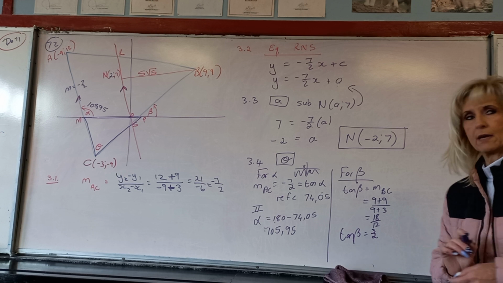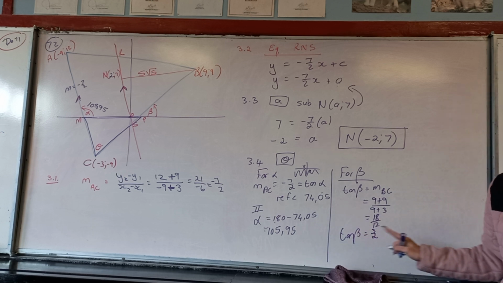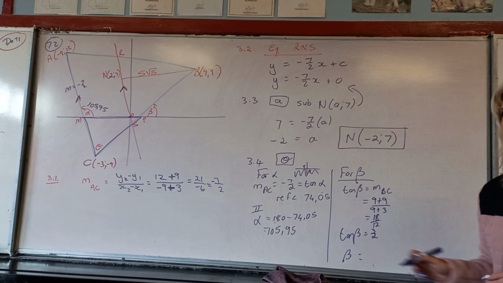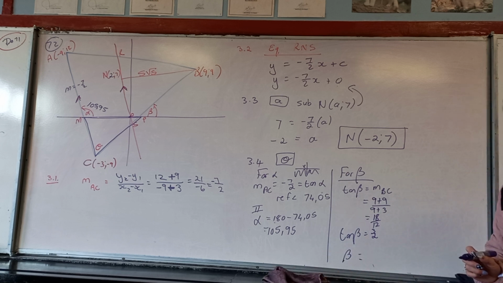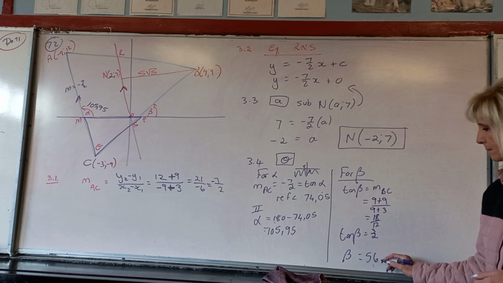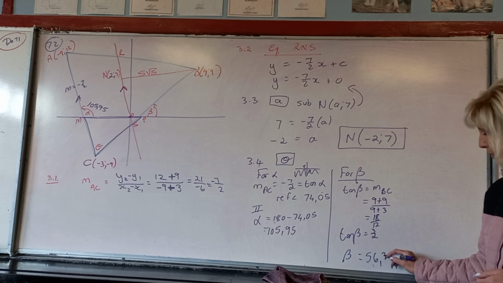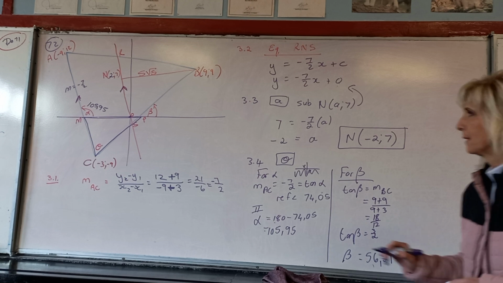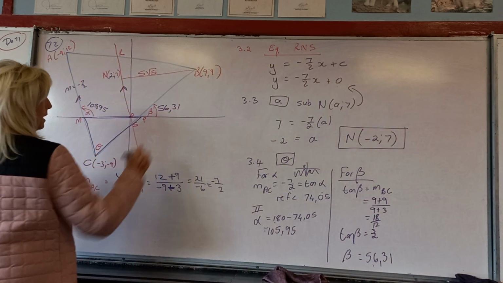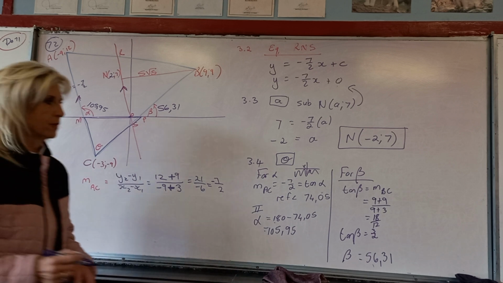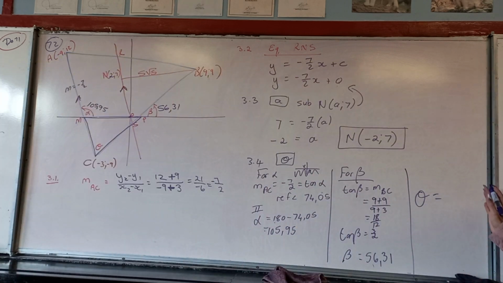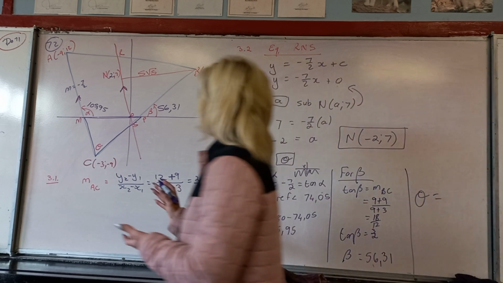Calculator says shift tan of 3 over 2 gives me a beta answer of 56,31. So over here I've got 56,31. And now my last answer, I just want to know what theta is. Therefore, theta is, you don't have to show me how you got there.